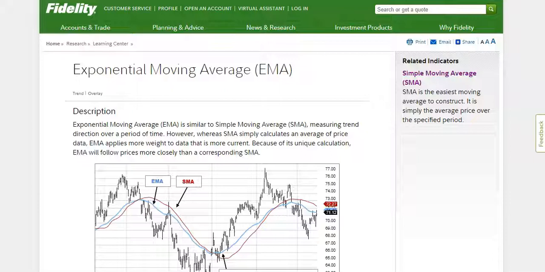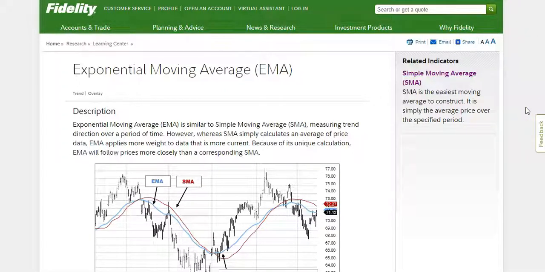So the Exponential Moving Average, also known as the EMA, this is off of Fidelity.com, and it says the Exponential Moving Average is similar to the Simple Moving Average, measuring a trend direction over a period of time. So both of them are going to measure some type of trend, okay? And it says, however, whereas the SMA simply calculates an average price of data, the EMA applies more of a weight to the data that is more current. Because of its unique calculation, EMA will follow prices more closely than the corresponding SMA line.